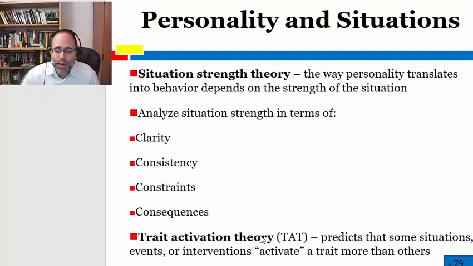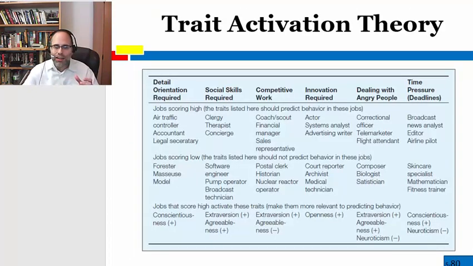On the other hand, you've got the trait activation theory, which predicts that some situations or events activate a trait more than others. My underlying personality, let's say, for example, is to be introverted. And the fact that I go into a party that's really loud and really rambunctious, that just activates my trait of being relatively quiet.